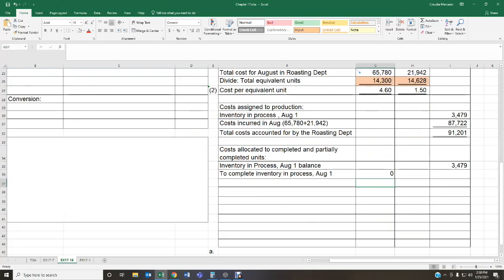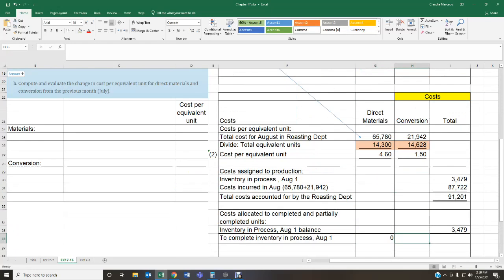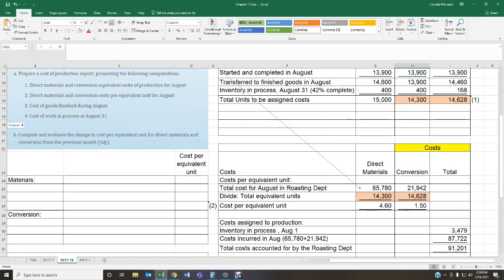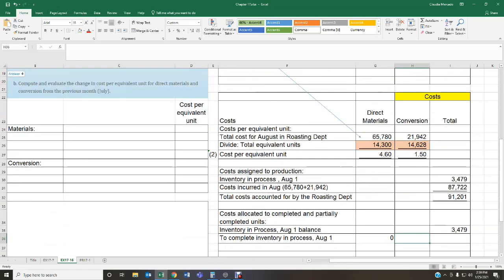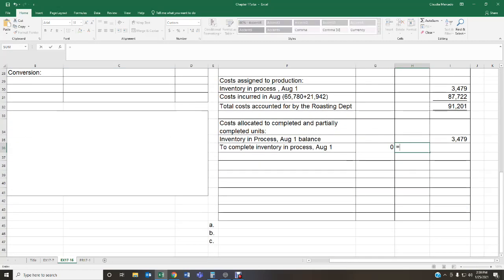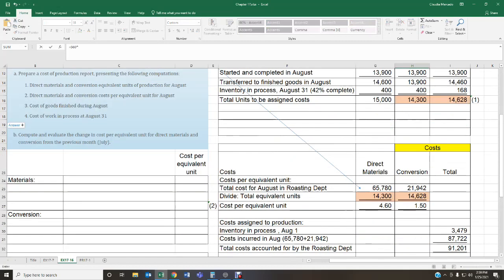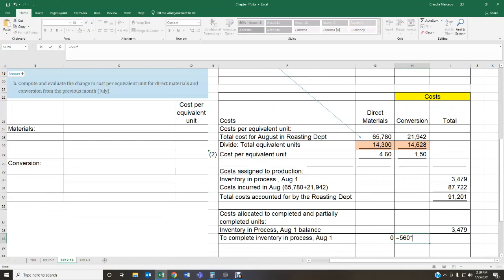Now, how about for my conversion? For your conversion, you have 560 units pending to be completed. My conversion cost per unit is $1.50. So down here, I'm going to get my 560 units in green and multiply it by my $1.50, the conversion cost per unit, and that's going to give me $840.